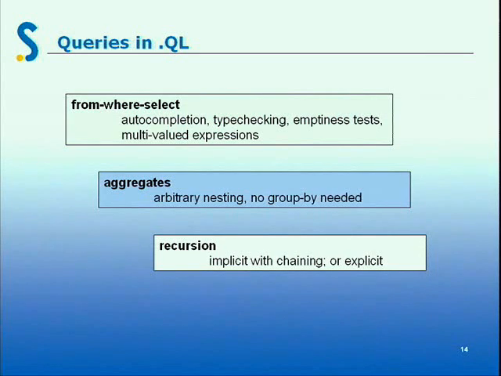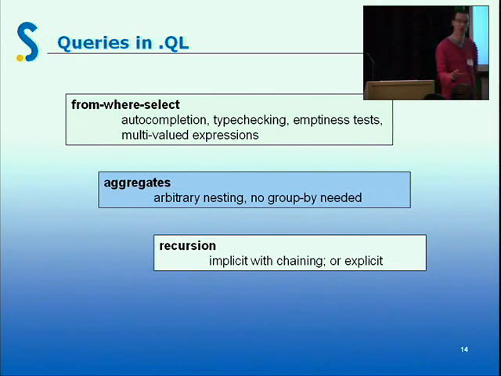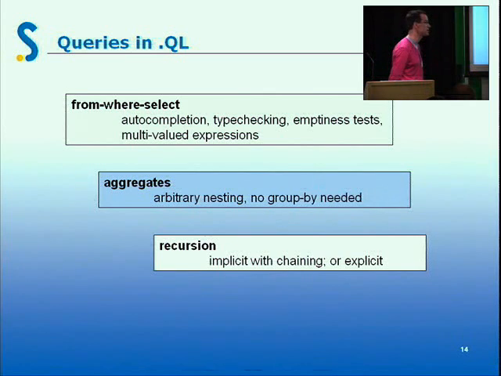So let me summarize. Queries in .QL are written using from, where, select. You've got aggregates, which you can nest arbitrarily. There's no need for complicated things like group by, which you have in SQL. And finally, there's recursion, which is usually used implicitly with chaining, but you could also write it explicitly if that's what you want to do.